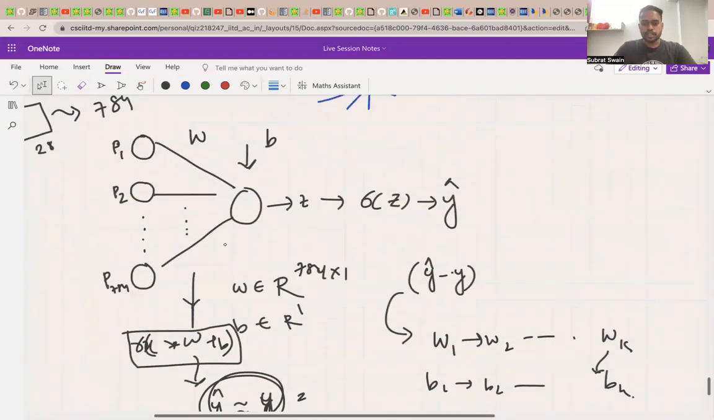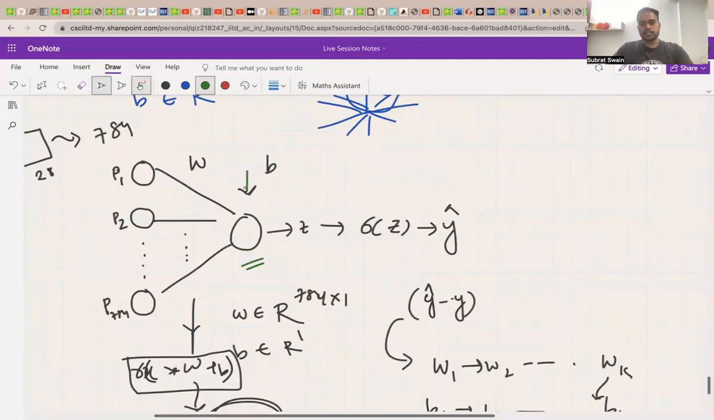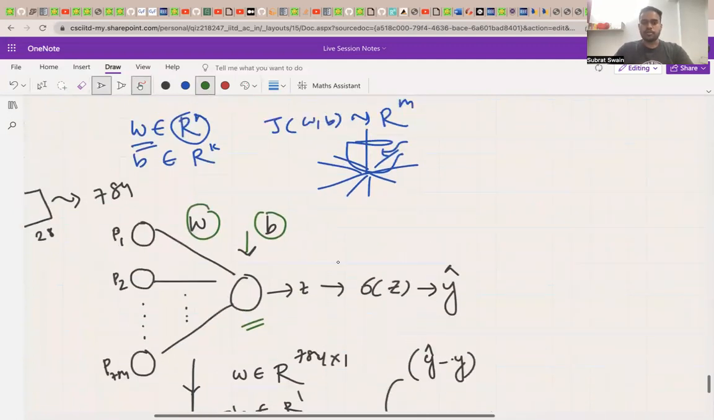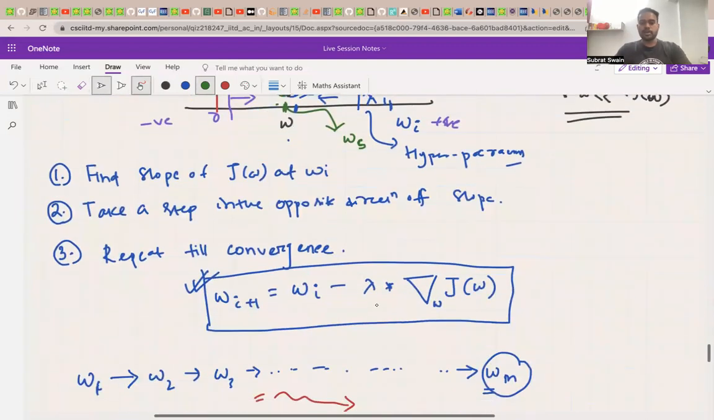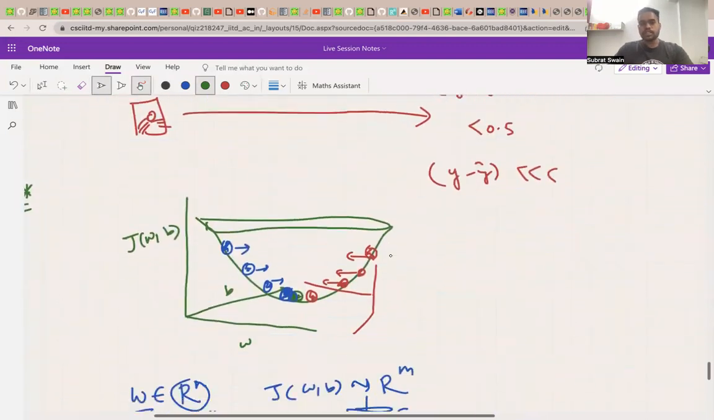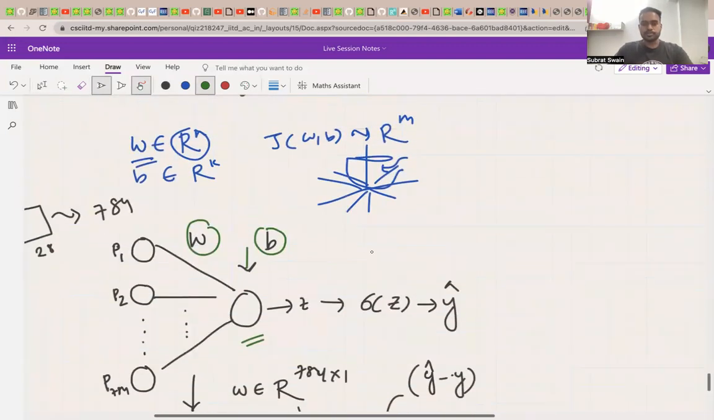And so this is an example of a basic neural network. These W and B are called the parameters, and the lambda that I defined here, or someone can also say alpha, any symbol can be used, is called the hyperparameter.